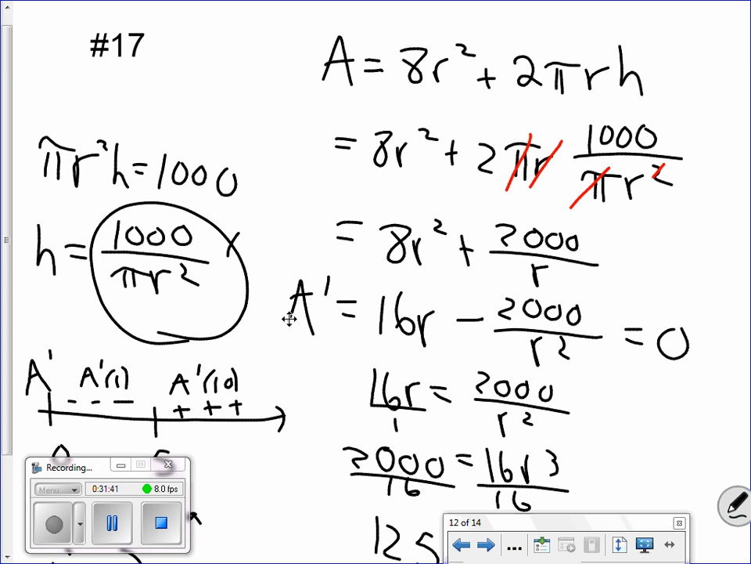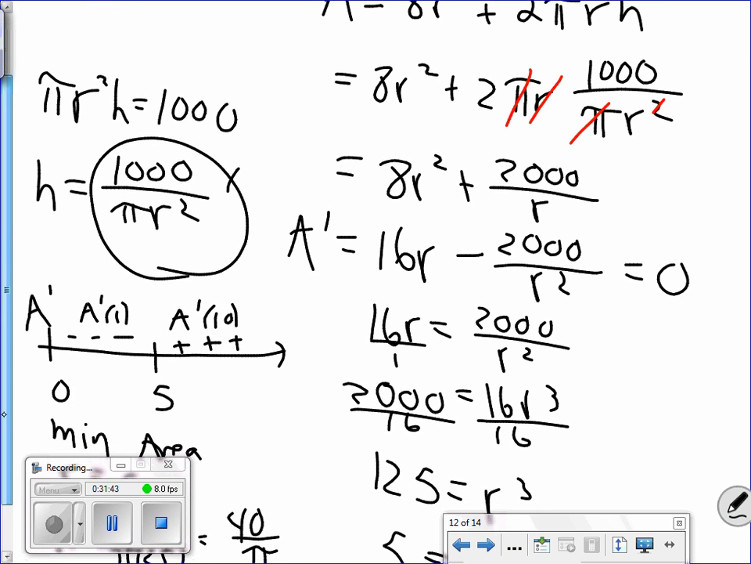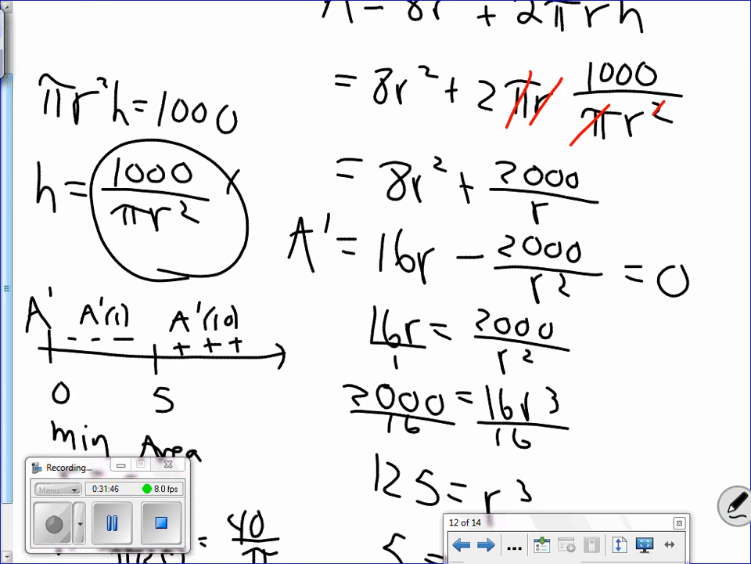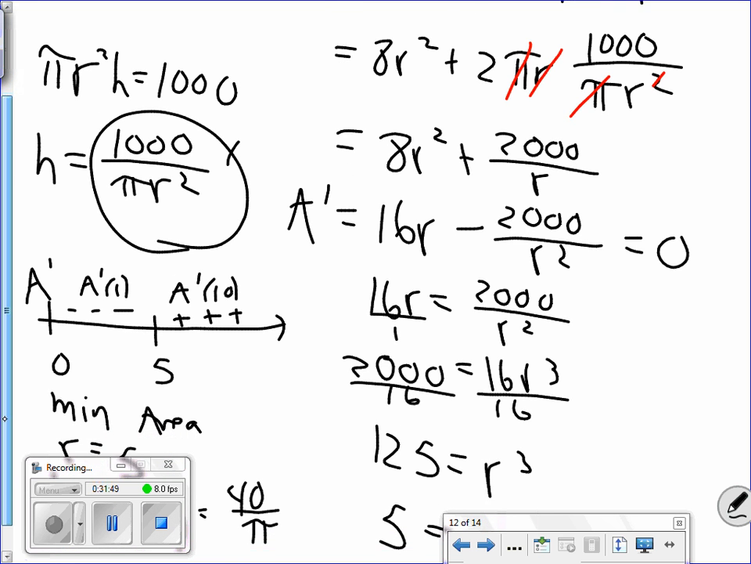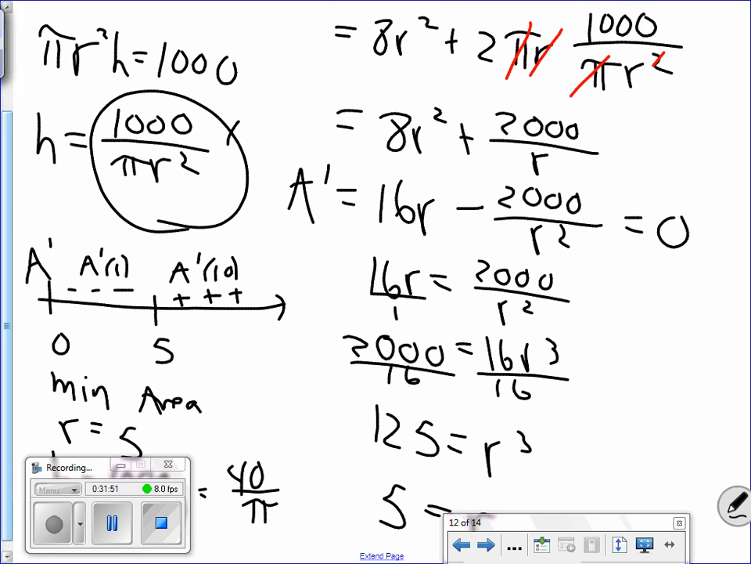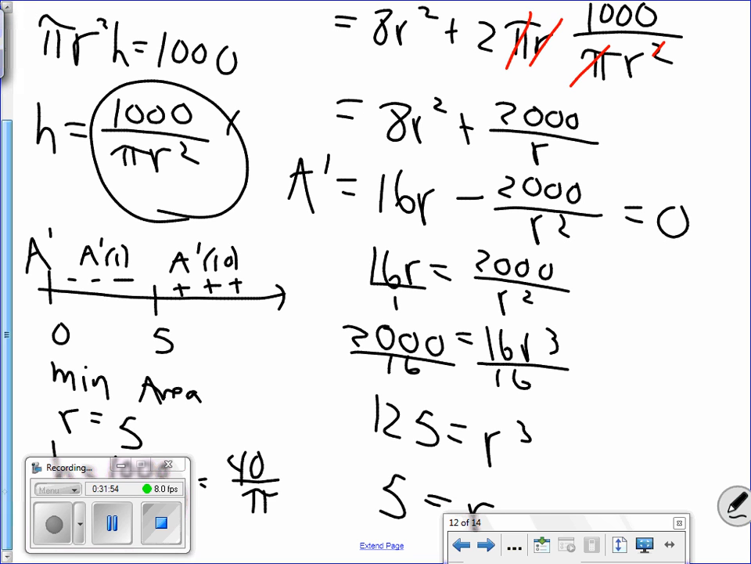We set that equal to 0. We move the negative term to the other side. Cross multiply. And when you do that, you get r cubed equals 125, which makes r equal to 5. You want to make sure it's a minimum area. So the radius had to be greater than 0, so I could start my sign chart for A prime at 0. You mark it off at 5. You take A prime of 1. A prime of 1 would be 16 times 1 minus 2,000 over 1 squared, negative, then positive. So the area is definitely a min.